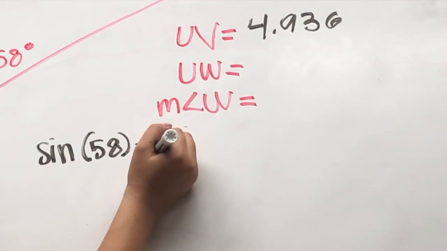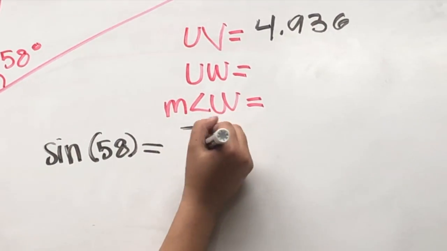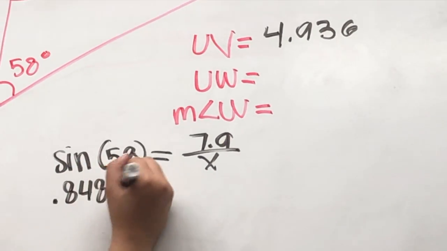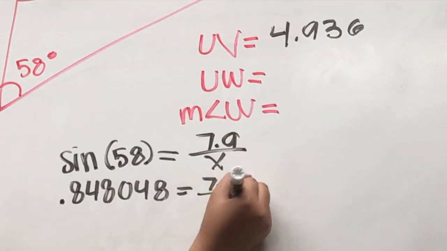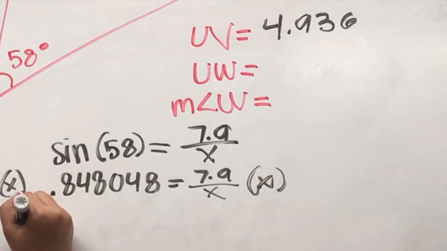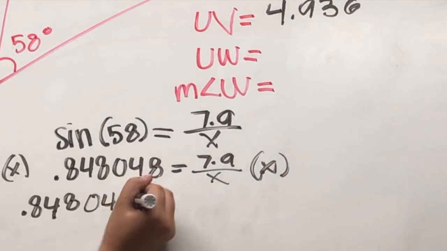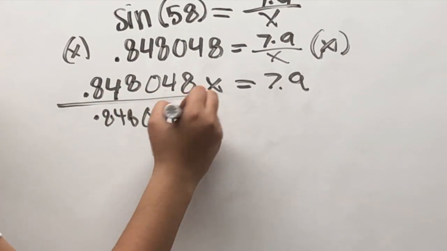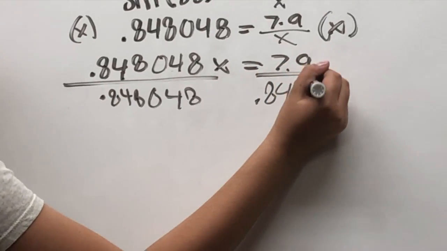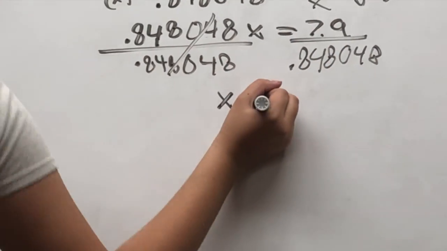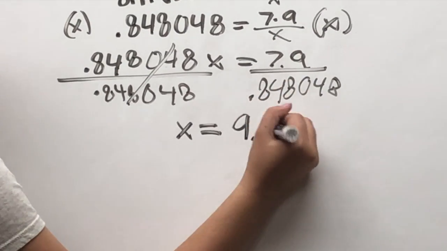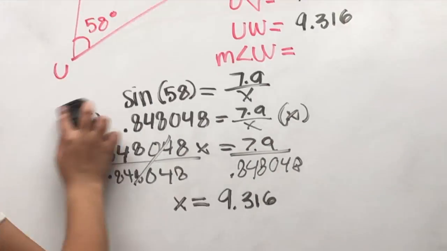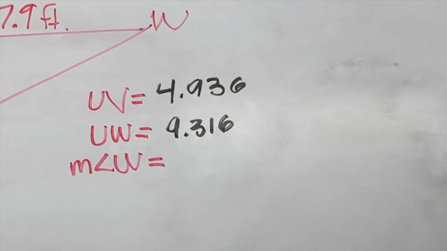So we're going to repeat the same steps to find the side UW, but this time we're using sine because we have to find the hypotenuse, so we're doing the opposite over the hypotenuse. So as you can see here, we're repeating the same steps, there's just different numbers involved, and we end up with a final answer of the side UW equals 9.316. So we'll fill that into our answer part here, and let's move on to the last part.